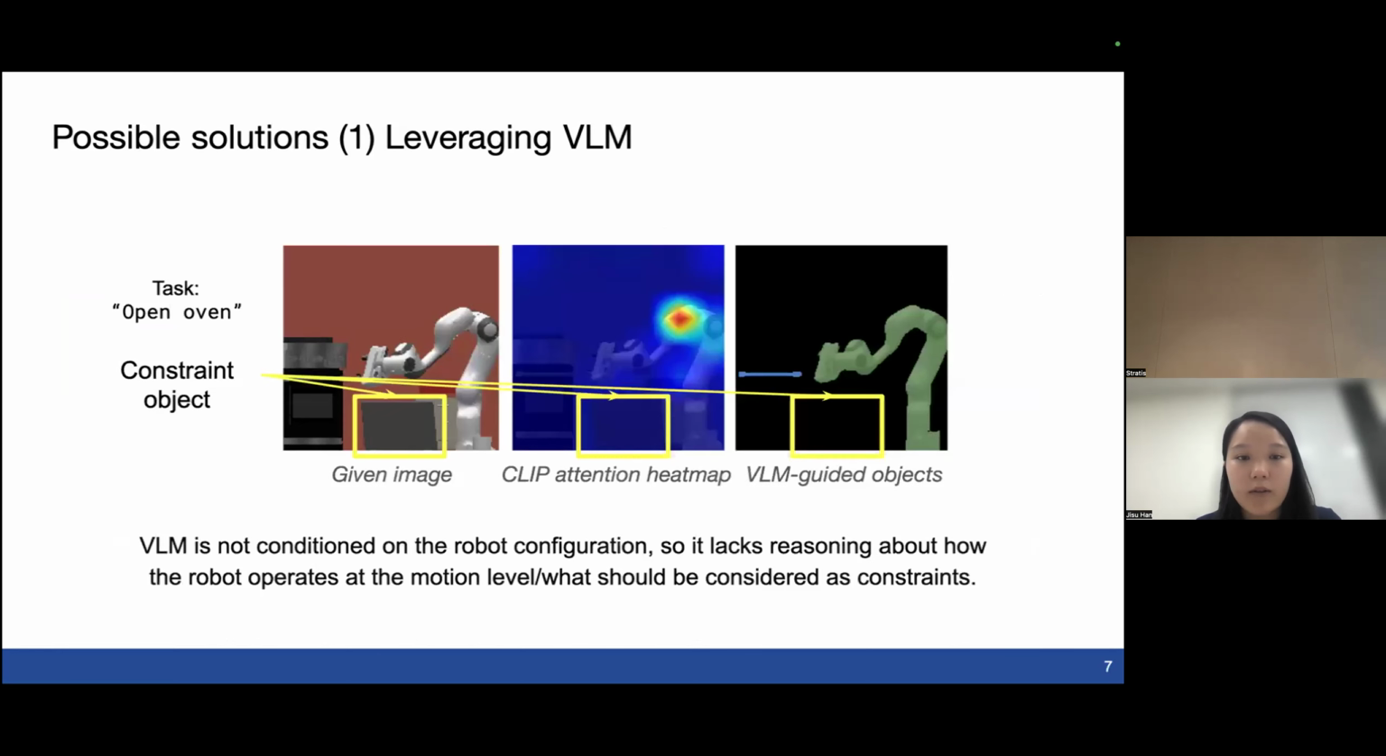Leveraging VLM models is a possible solution, but the VLM is not conditioned on the robot configuration. This is due to the lack of reasoning about how the robot operates at the motion level and what should be considered as constraints. These kinds of schemes ultimately result in task failure.